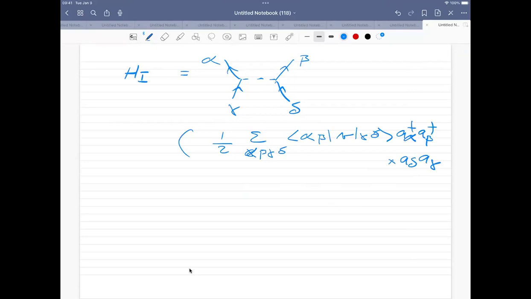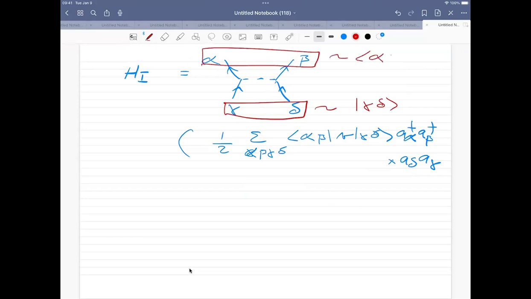And the way you would read this type of diagrammatic representation is that this state, which you see here, represents the incoming state, gamma delta. And the state which you see up here, to the left, we have the state alpha, and to the right, we have the single particle state beta. And this term which you see here represents the interaction itself.